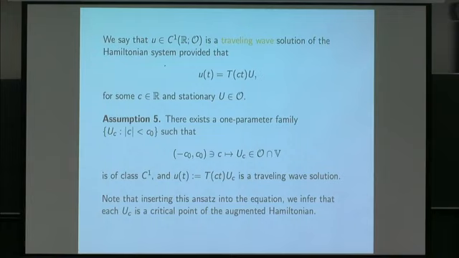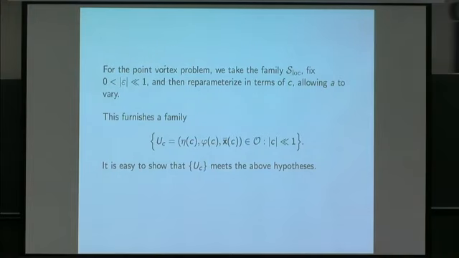Okay, so inserting this ansatz back in the equation, we see that U_c is a critical point of the augmented Hamiltonian in the usual way. And for the point vortex problem, we're going to use as our family this S-shaped curve of solutions that we constructed that I presented earlier. The only issue is that you don't really want to vary epsilon because that's in J, right? So the right thing to do is to vary A instead. And well, you don't want to vary A either, because in this whole theory you want to vary c, right?